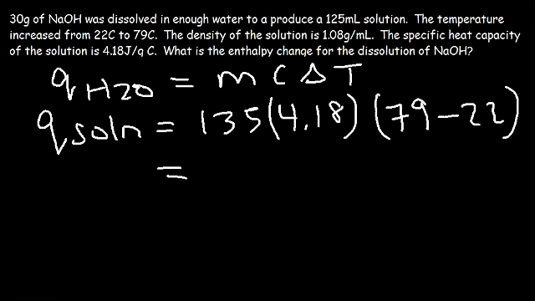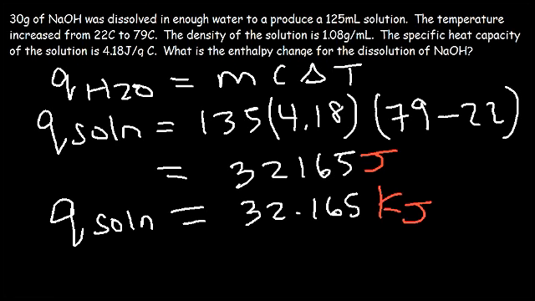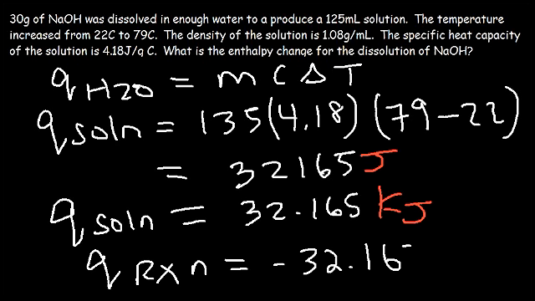So the solution absorbs 32,165 joules of energy. Now let's convert it to kilojoules. If we divide it by 1,000, that's 32.165 kilojoules. So if the solution absorbs that many kilojoules of heat energy, the reaction releases an equal amount of heat energy. So Q of reaction is negative 32.165 kilojoules.